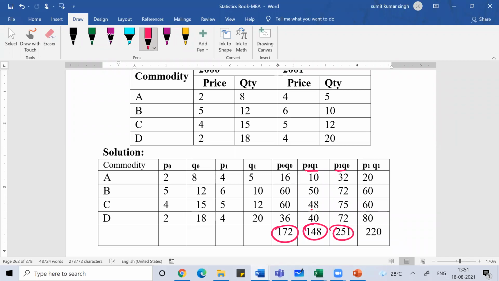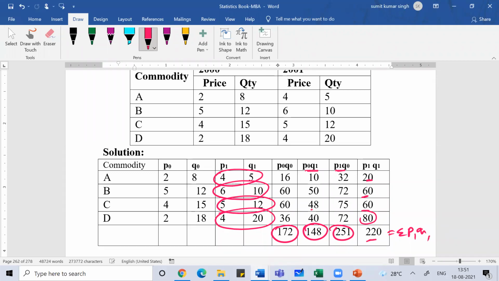Now P1 Q1 means 4 5s are 20, 6 10s are 60, 5 12s are 60, 4 20s are 80. Do the sum of that. Sum of P1 Q1.